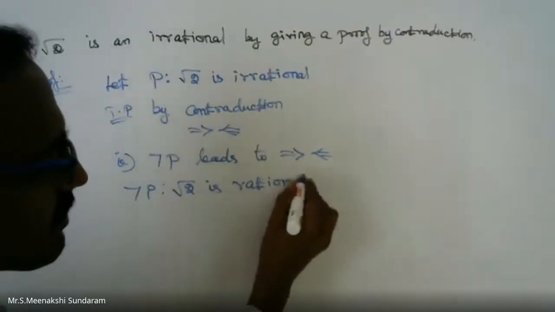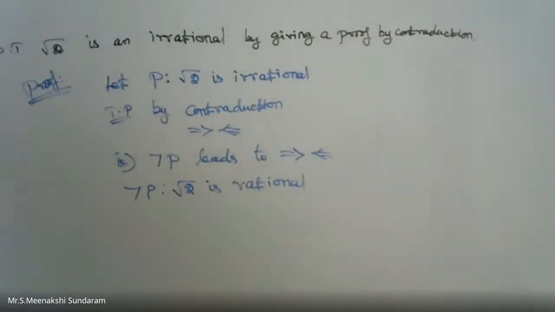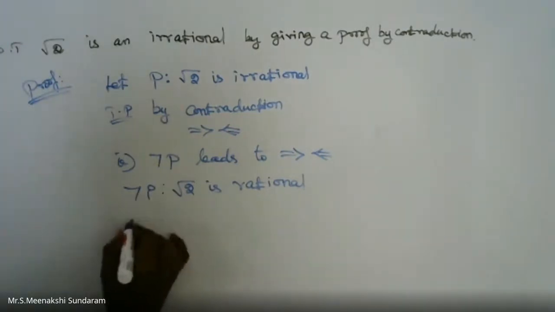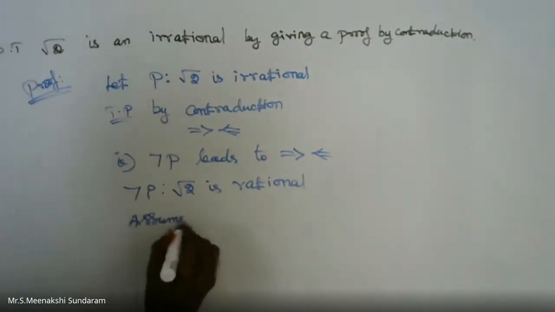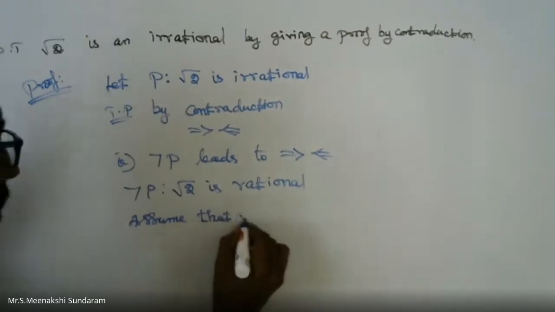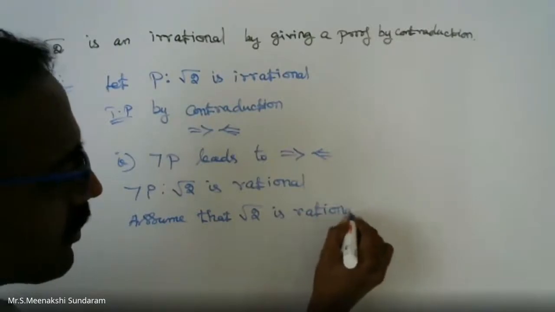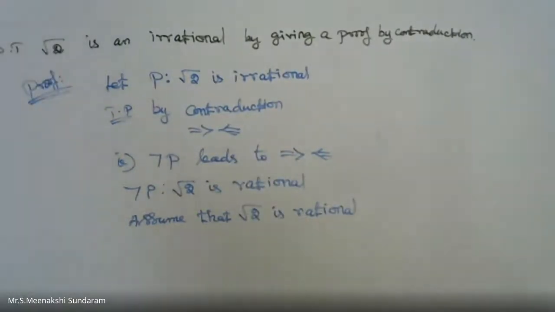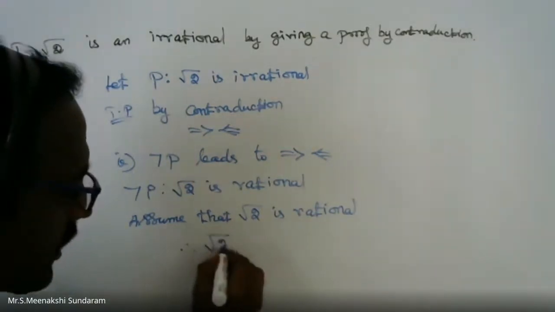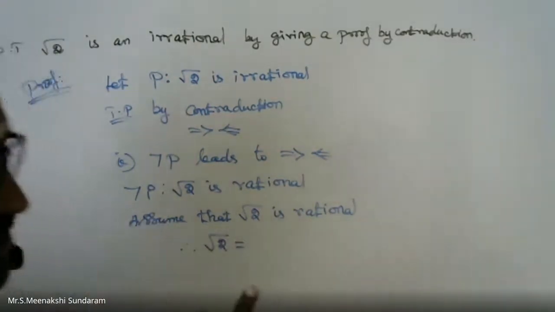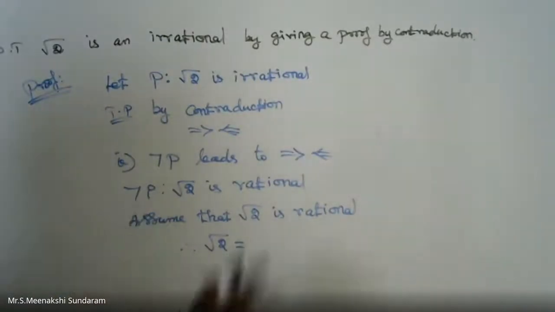Any rational number can be written in the form of what? So assume that root 2 is rational. If root 2 is rational, then how can we write it? Any rational number can be expressed in the form of, what is the definition of a rational number?